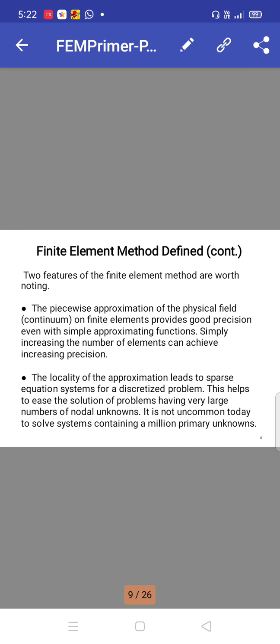Two features of the finite element method are worth noting. The piecewise approximation of physical field on finite elements provides good precision even with simple approximating functions. Simply increasing the number of elements can achieve increasing precision. The locality of the approximation leads to sparse equations for a discretized problem. This helps to ease the solution of problems having very large number of nodal unknowns. It is not uncommon today to solve a system containing a million or more unknowns.